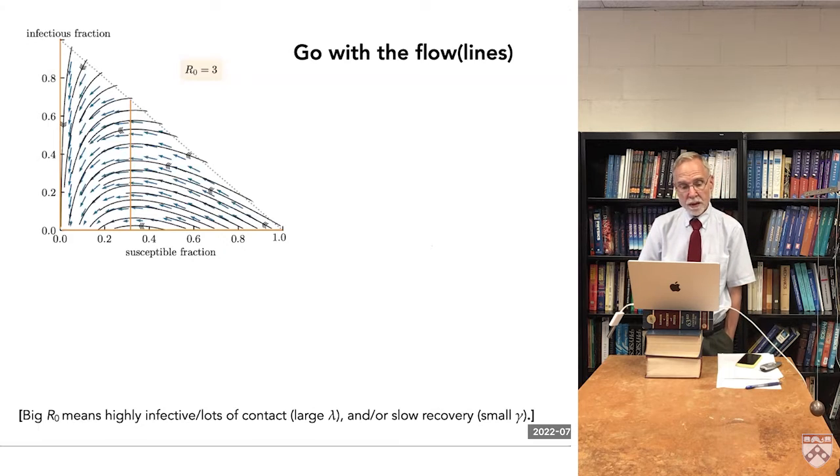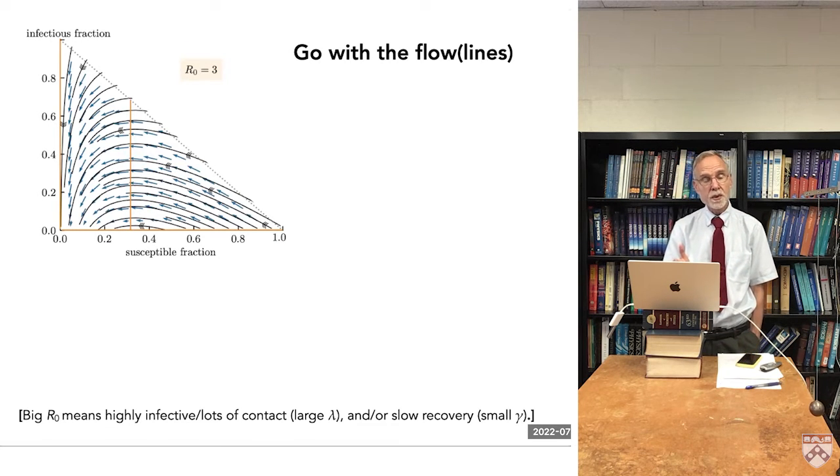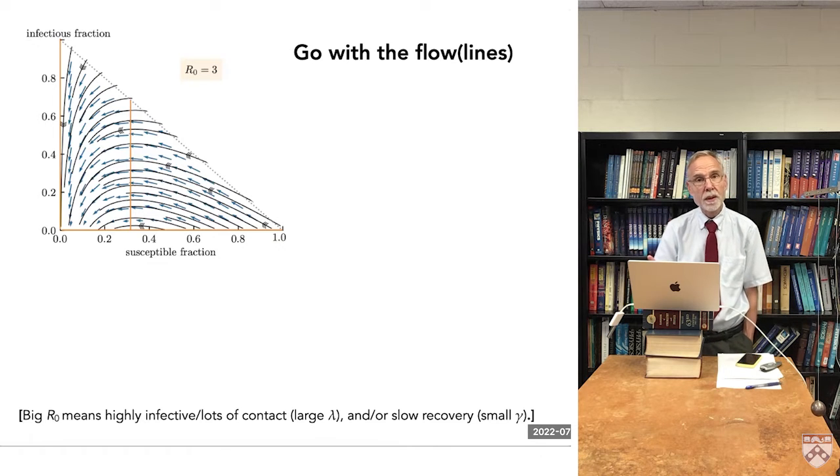But I can say those things a little bit more precisely. I can get my computer to run its finger, and that's what these black curves are. And sure enough, if you start at the lower right-hand side of this graph, you end up at the lower left-hand side of the graph if R0 is big.